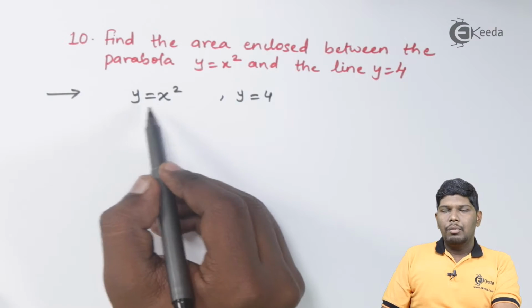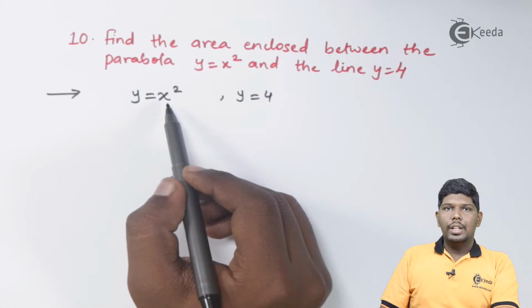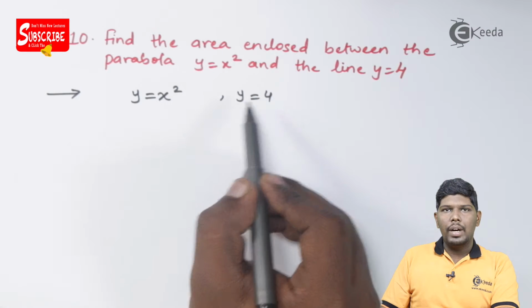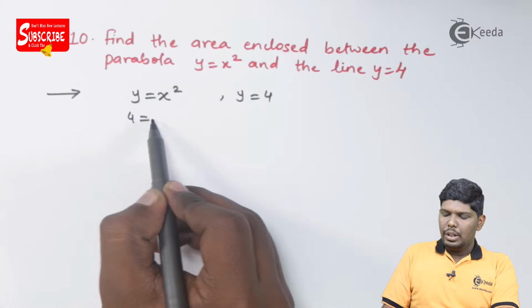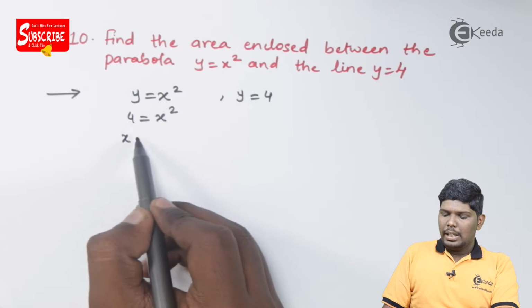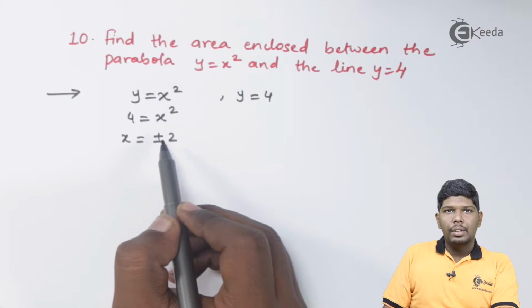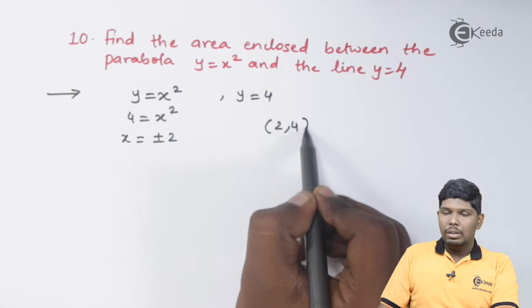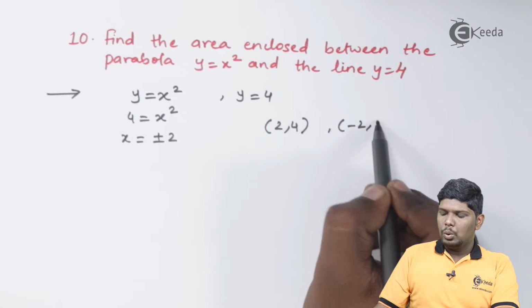We have two curves, one is a parabola, another is a line. So first let us solve them simultaneously to find the points of intersection. You can put directly the value of y as 4. So this will give you 4 is equal to x square. Therefore x will be equal to plus or minus 2. It means the 2 points are: when x is plus 2, y will be 4. Also when x is minus 2, y will be 4.